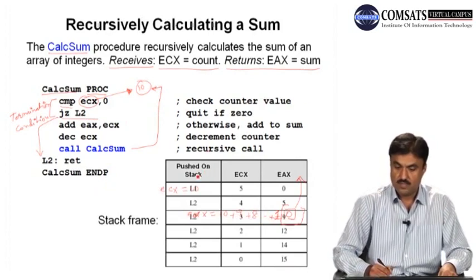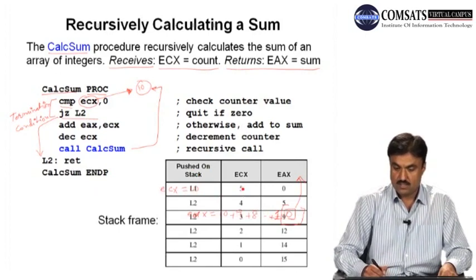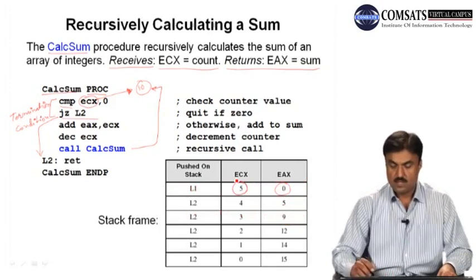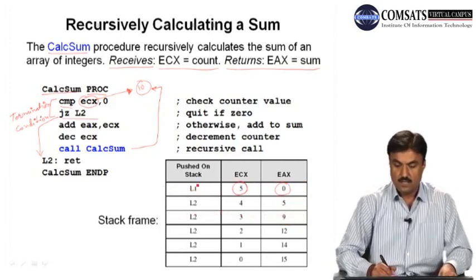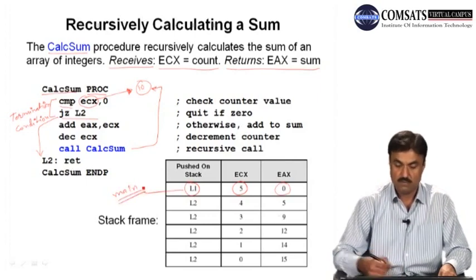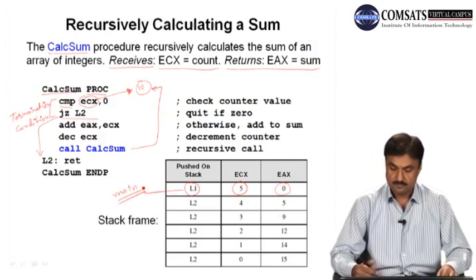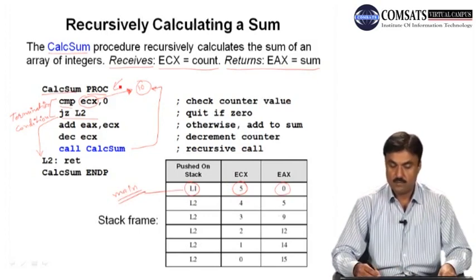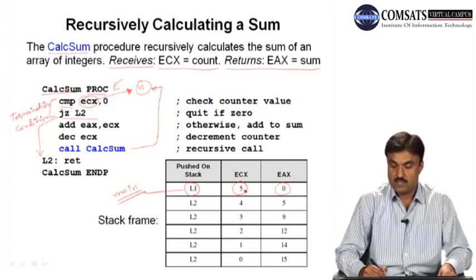For example, we push on the stack the return address L1. ECX is equal to 5 initially, and EAX is equal to 0 initially when we call this. This is label one, from the main program where we are calling this procedure. This is the return address of the main program, the next instruction inside the main program after calling the CalculateSum procedure. Initially, when we call it, we set ECX equal to 5 and EAX equal to 0.